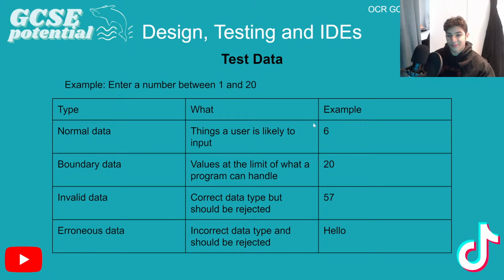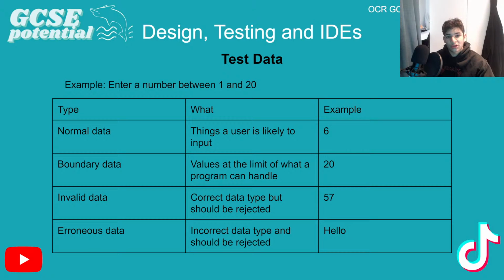Cool. Test data. So there are 4 different types of test data. There's either normal, boundary, invalid, or erroneous. A lot of the time I get confused with invalid and erroneous, but hopefully you guys don't. So the example is: enter a number between 1 and 20. Normal would just be a normal input, like 15, because that works. Boundary would be a number which is on the boundary of those limits, so either 1 or 20.